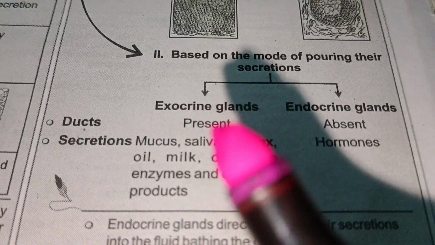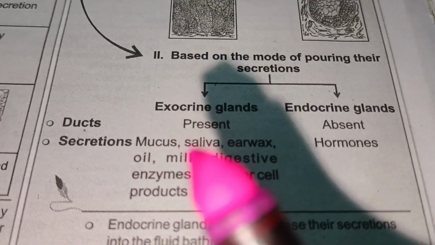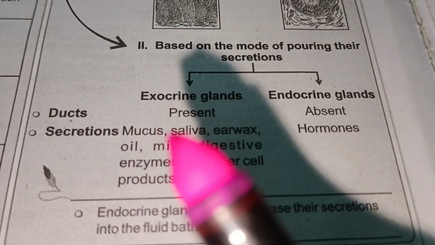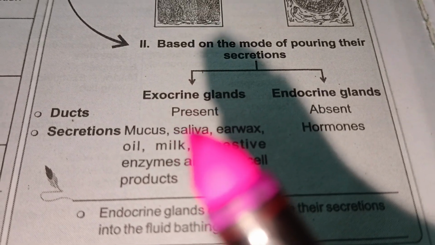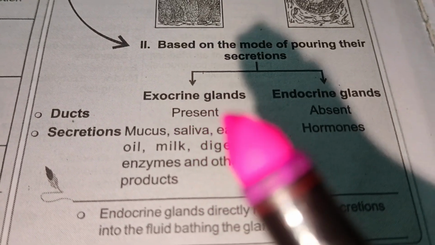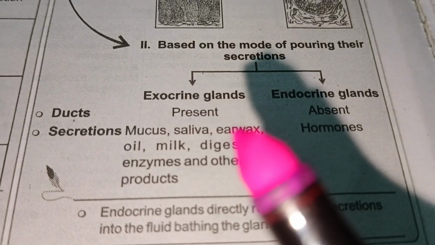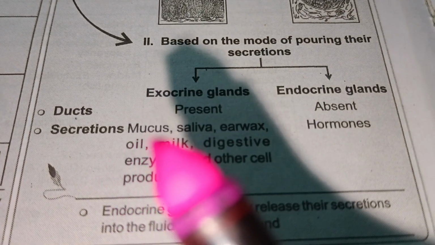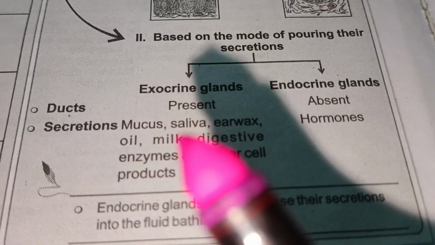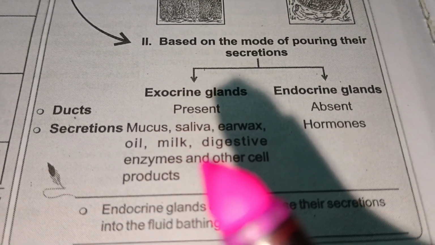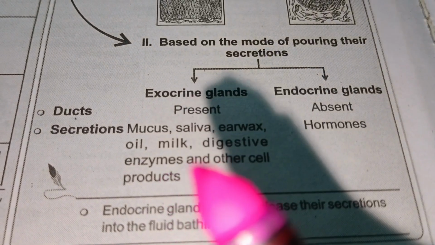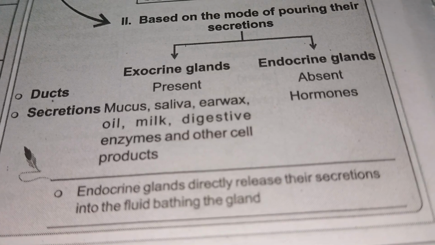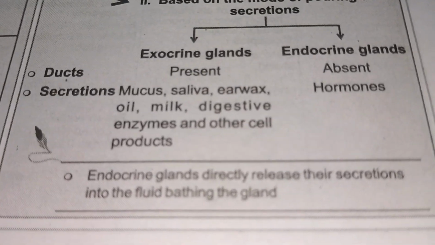Okay, in secretion, the exocrine glands secrete mucus. Mucus is also secreted through the ducts. Saliva, which comes out from our mouth, is also secreted through the ducts. Earwax, which comes from the ears, is also secreted through the ducts, such as the milk in the mammary glands of mothers, that's also secreted through the ducts. Here the digestive enzymes and other cell products are also secreted through the ducts.